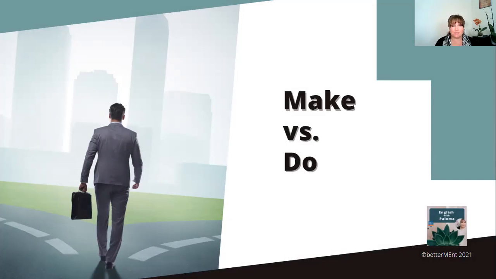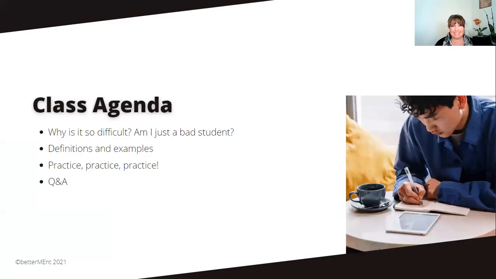Class is on the difference between make and do. We're going to talk about why it's so difficult to know the difference, to remember the difference. A lot of students think, oh, I'm just a bad student. Is that true? We're going to talk about the difference between not just what they mean, but also the examples. How do we know which one to use? Are we going to use make or do? How can we remember? And then, of course, we're going to practice, and we'll have time for some questions as well.